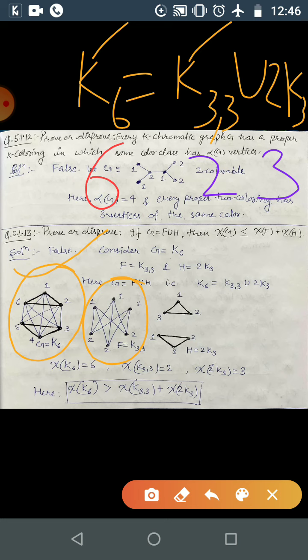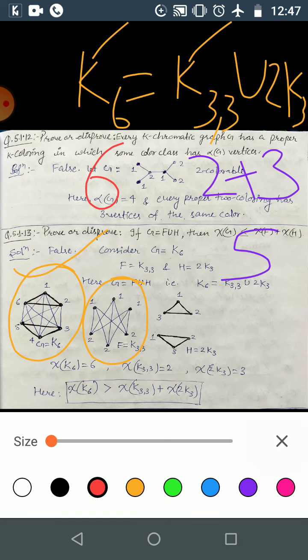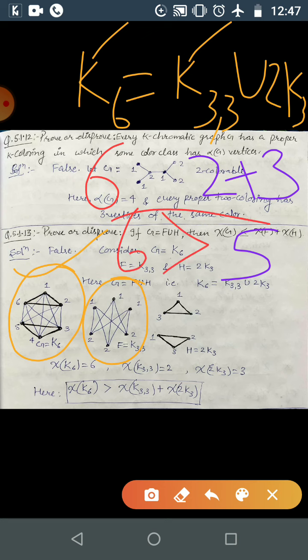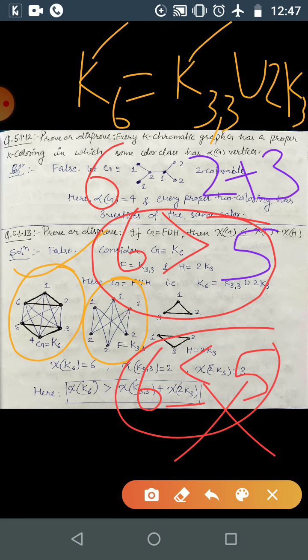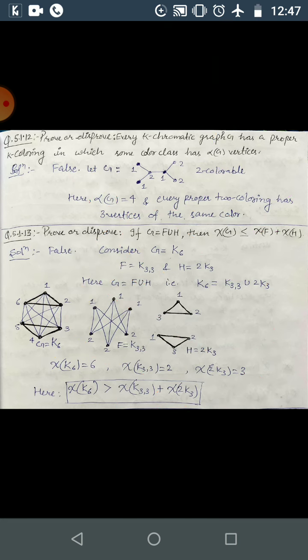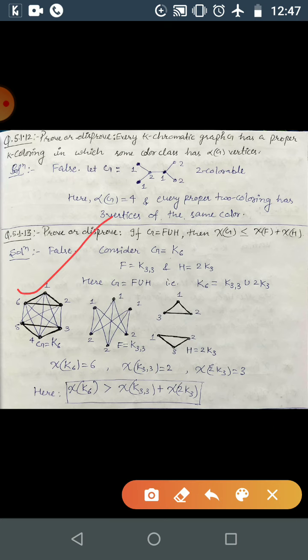Okay. Now 2 plus 3 is 5, and 6 is strictly greater than 5, but the question asks that 6 should be less than or equal to 5, which is not possible, correct? And the example we have just given is one example corresponding to this, and one example is enough to disprove anything, correct? So this is the counterexample we have taken.